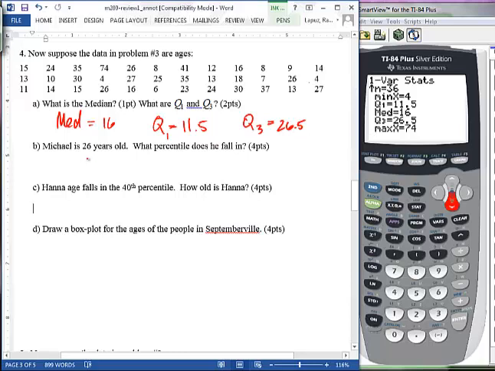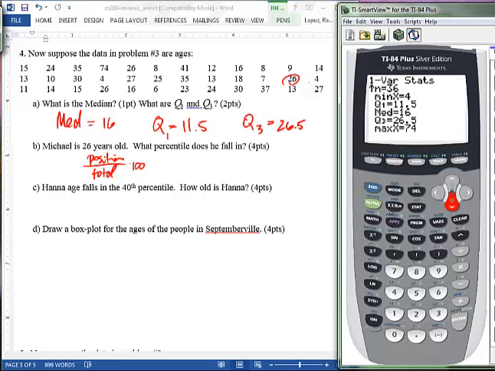Alright, part B. Michael is 26 years old. What percentile does he fall in? So he should be in the list somewhere, 26. Again, this is not going to be of any use until we put it in order. To find the percentile, if you remember, we need to figure out what position he's in. So it's position divided by total, and then times 100%.